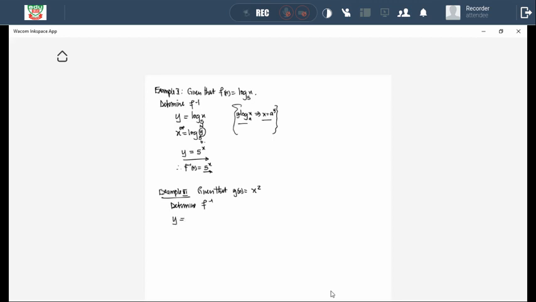Same thing, y is equal to x squared. First things first, interchange variables. This becomes x, that becomes y squared. The next thing, I'm trying to make y the subject. I'm trying to get rid of the square, so you take the square root of both sides. Square root of x, square root of y squared. So it means square root of x is equal to y. So y is equal to plus or minus square root of x.